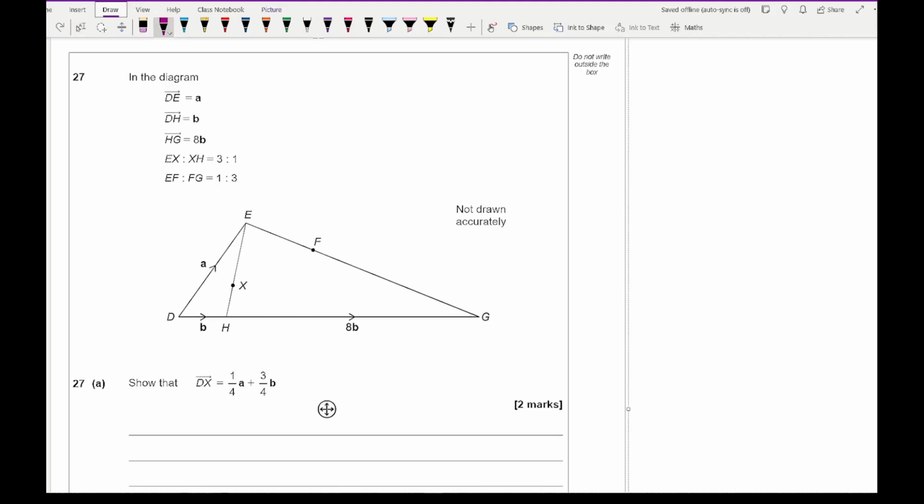So what we're actually wanting to work out is this distance here. We'll do that by going from D to H to X. So DX equals DH plus HX. Looking at this, we can see that DH is going to be b, so that one is relatively easy. However, to work out what HX is, I'm going to need to use this ratio here.